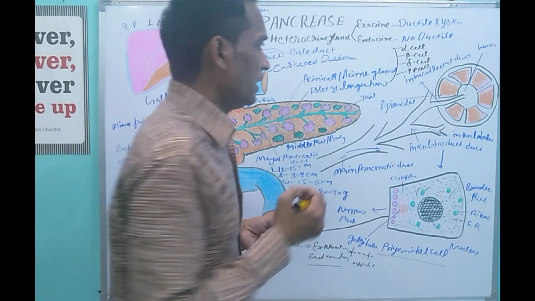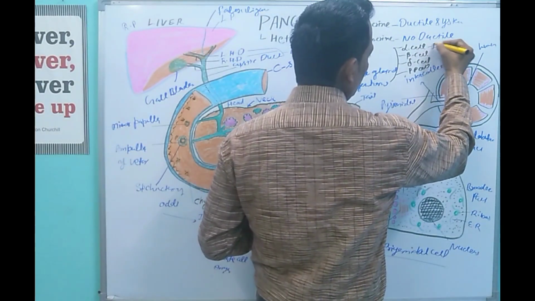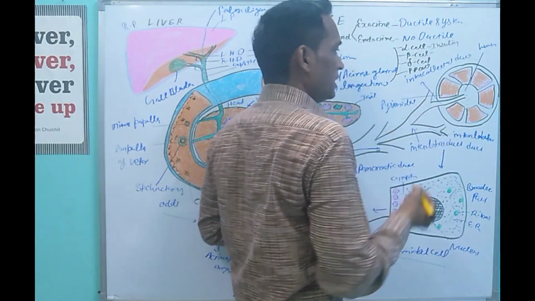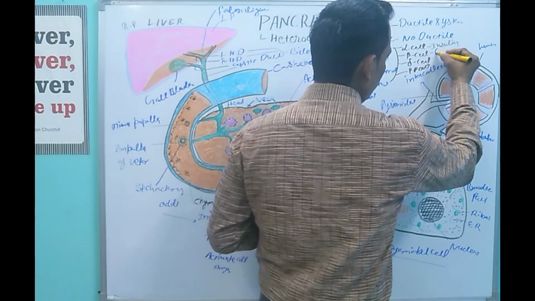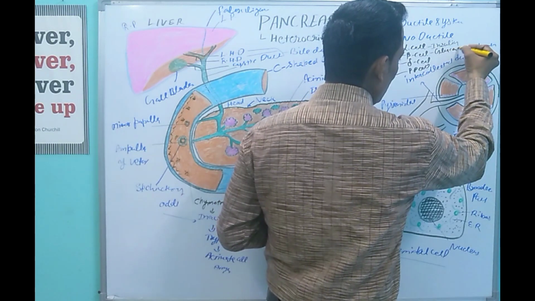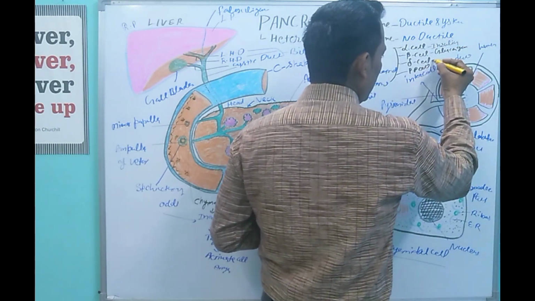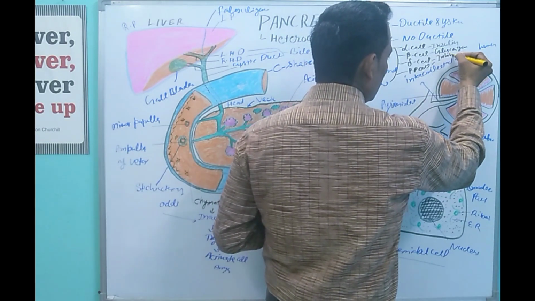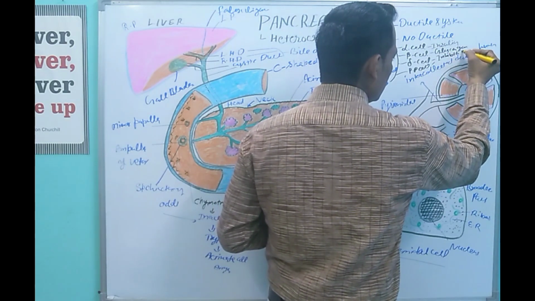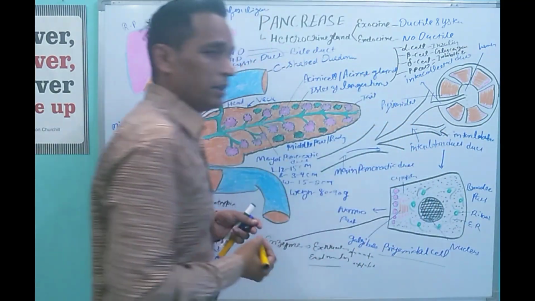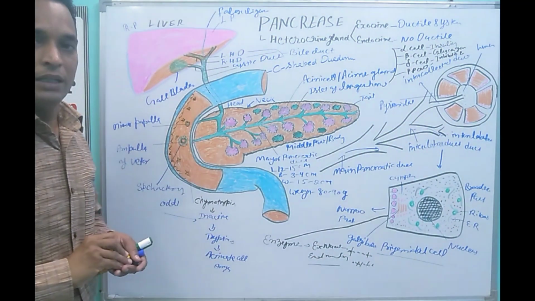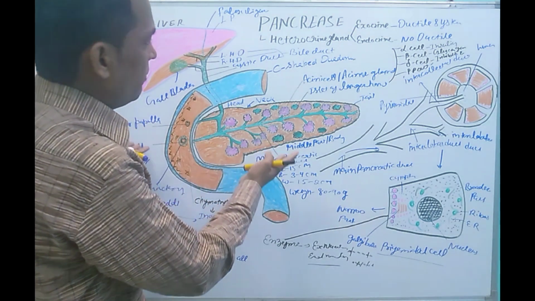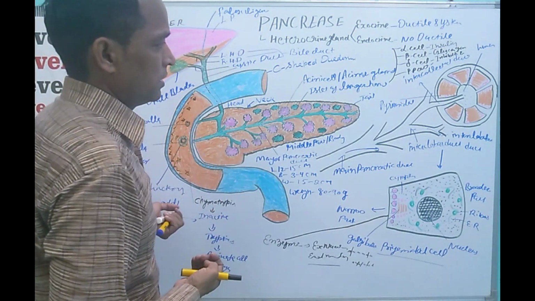And the functions: the alpha cell secretes glucagon, while beta cells release insulin, and PP cells or delta cells release inhibiting hormones that control the oversecretion of the enzymes. And we have discussed all about the pancreas.